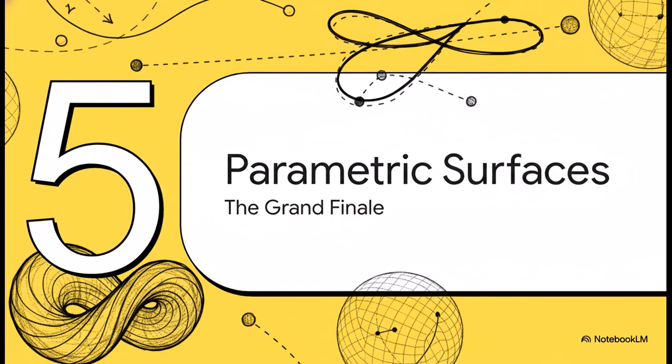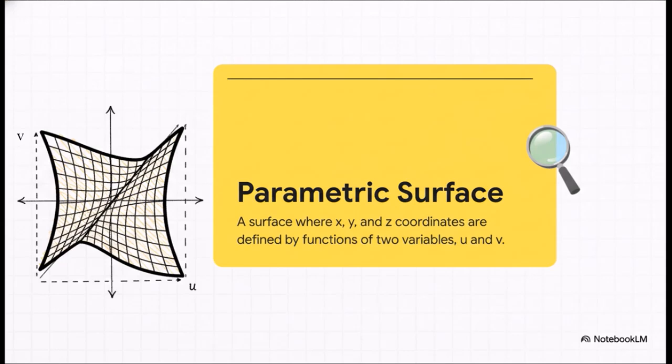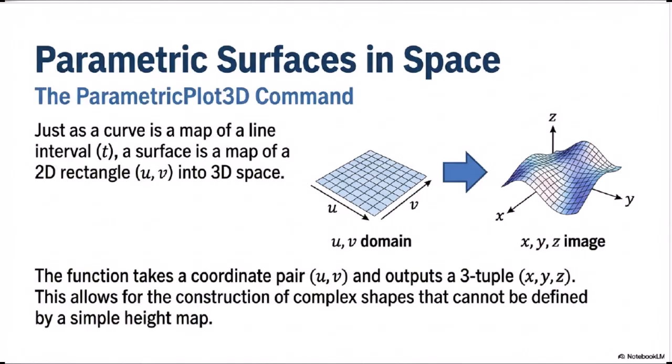Okay, time for the grand finale. We're going to combine the idea of 3D surfaces with the power of those parametric equations to build some truly mind-blowing objects. So if a parametric curve used one variable, t, to define a path, a parametric surface uses two variables, we'll call them u and v, to define the x, y, and z coordinates. You can think of it like weaving a sheet of fabric in 3D space. By controlling u and v, we can bend and twist and shape that sheet into almost anything we can imagine.